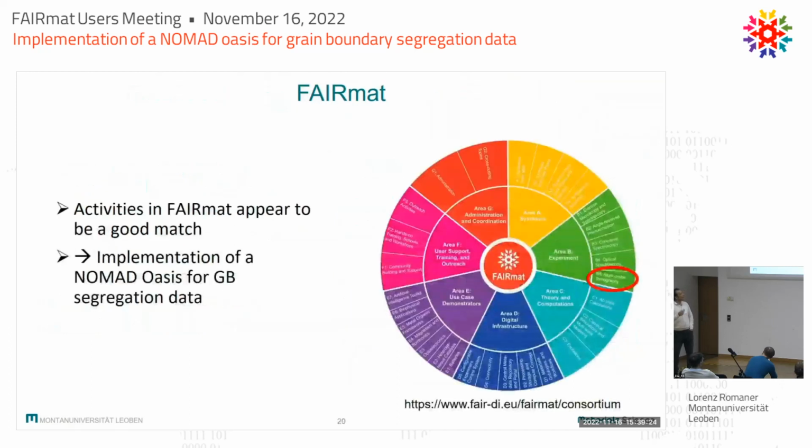Okay, so I was talking to Claudia at a certain stage when she was in Leoben. She was presenting these FAIRmat activities when I realized that actually there are similarities to FAIRmat. And so we came together, and we discussed this, and Claudia made me aware of what is going on in this project. And so we decided to try to set up a NOMAD oasis for grain-boundary segregation data and combine different groups to contribute data so that we can actually have more to analyze in future.